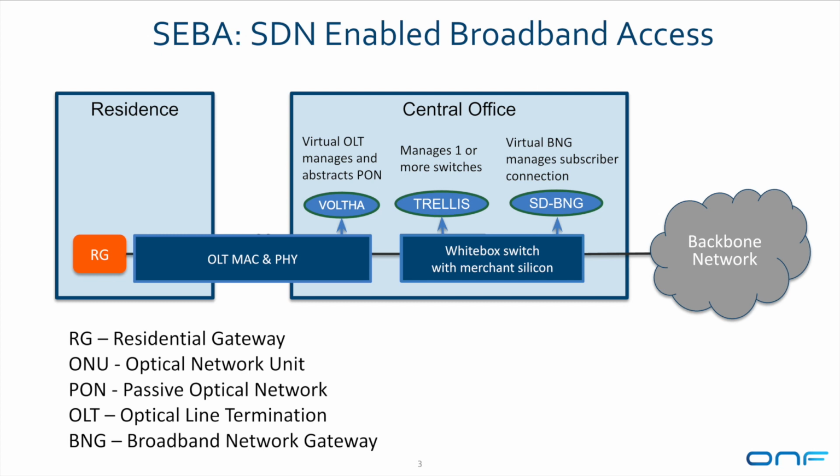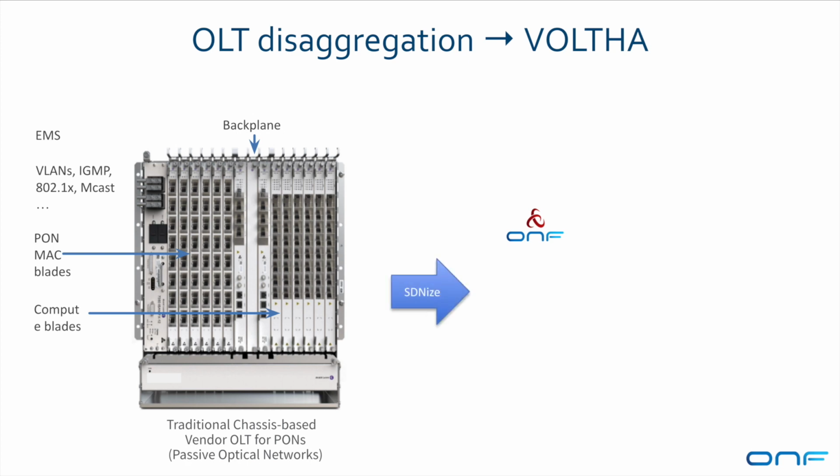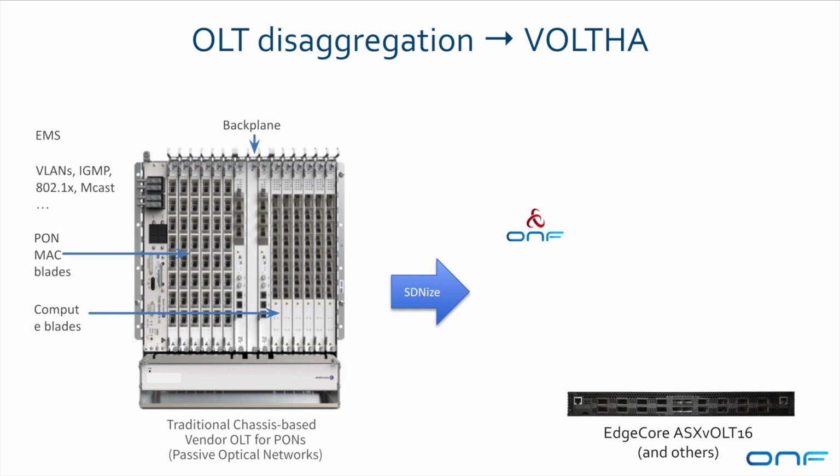So concerning VOLTHA, the idea is that we can take a traditional chassis-based OLT, which has things like PON MAC blades that provide optical connectivity to the subscriber. We find also a switching backplane, and also compute blades to run the control protocol as well as the management system. So the idea behind VOLTHA is that we can disaggregate this big box using SDN principles. And so the forwarding plane is reduced to an OLT pizza box that contains only the PON MACs as well as a switching chip for the uplink connectivity.